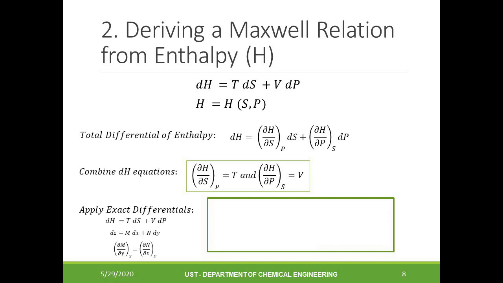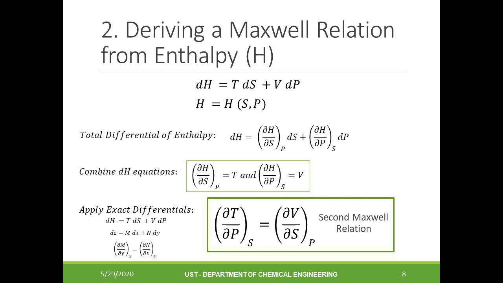Now, we make use of the fact that since enthalpy is a state function, we can write its differential as an exact differential. Since dH is an exact differential, we know that the derivative of temperature with respect to pressure has to be equal to the derivative of the volume with respect to entropy. Now, looking at the left term, since pressure is changing, the entropy has to be constant. And in the right term, since entropy is changing, then the pressure has to be constant. Now, this will give us the second Maxwell thermodynamic relation from enthalpy.